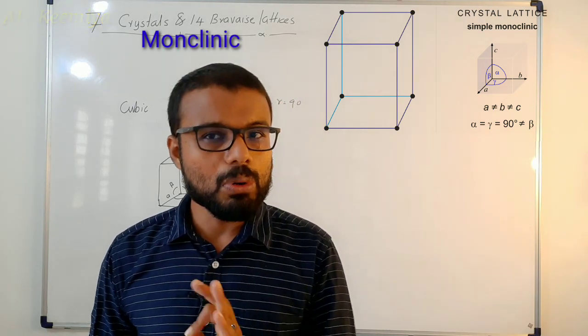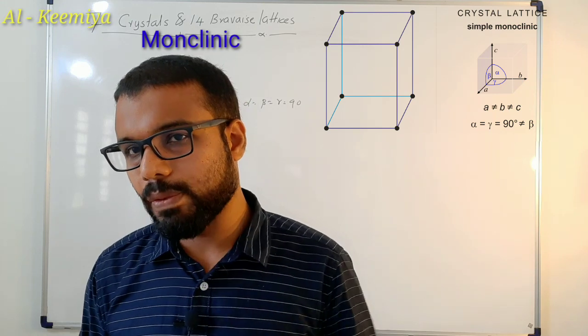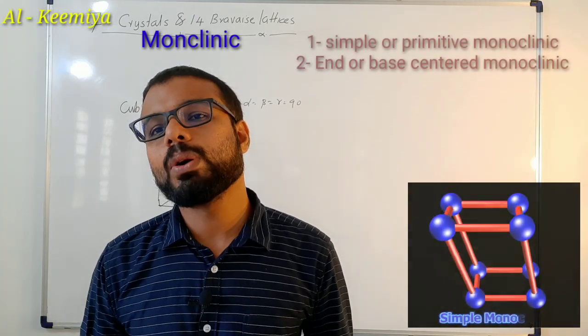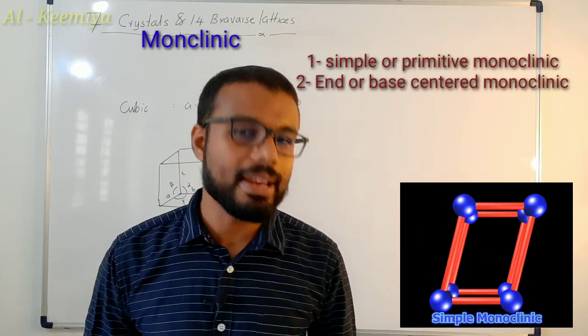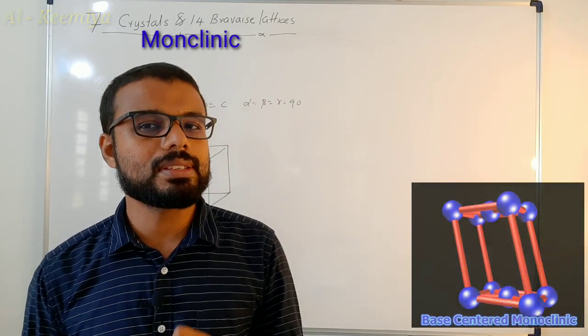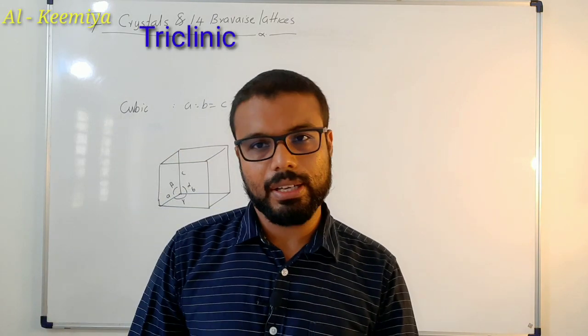In this monoclinic unit cell, in monoclinic crystal, two types of unit cells are possible. What are the two types of unit cell possible in monoclinic crystal? That is primitive or simple, and end-centered or base-centered. That is monoclinic. The last one, triclinic.